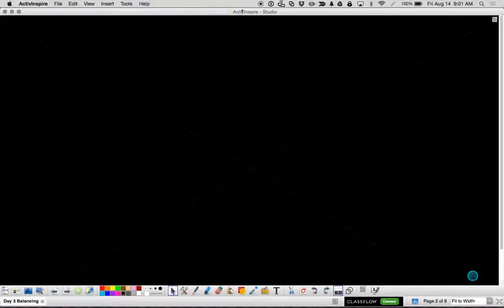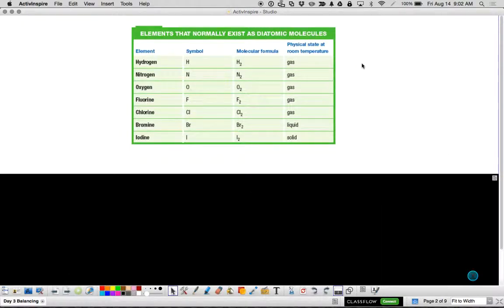Today we're going to be working on balancing chemical equations. But first, I want to talk about several elements that behave a little oddly. These have a tendency to, instead of just being alone, so let's say something like tin. Tin metal by itself is just Sn. But these elements exist as diatomic molecules.